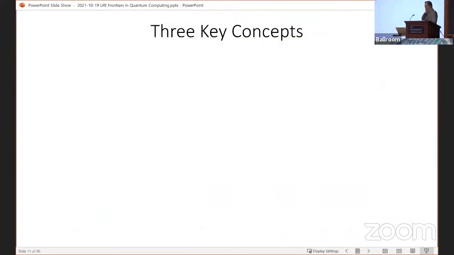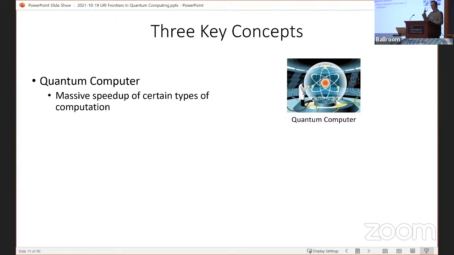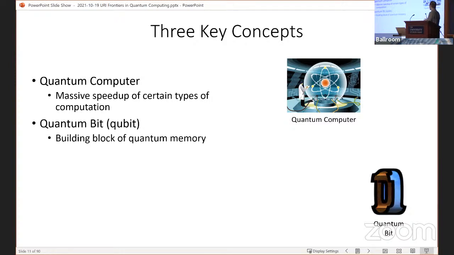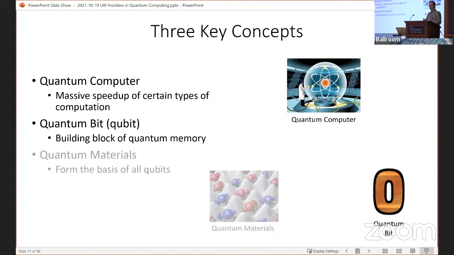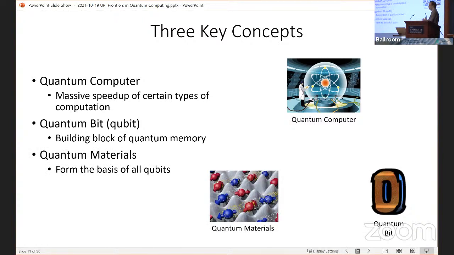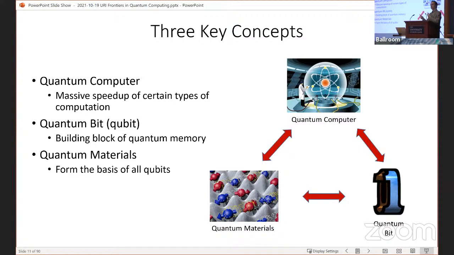So, okay, I'm not going to give a big overview of the whole field. I think there have been wonderful introductions to this area. I want to focus on three key concepts, which are sort of guide points for me. Of course, we have the quantum computer, this mythical machine that is going to speed up lots of types of calculations. And then, of course, it's made up of quantum bits. And then quantum materials are sort of the basis of all quantum bits. And they're also things that quantum computers can simulate. And so there are all these interesting connections between these three types of interrelated concepts.